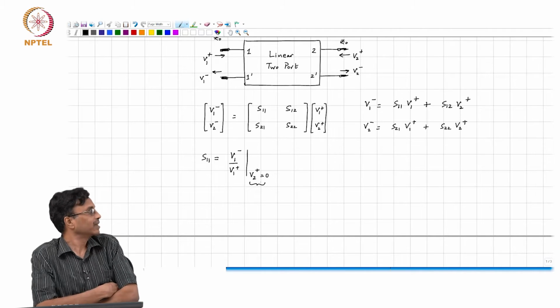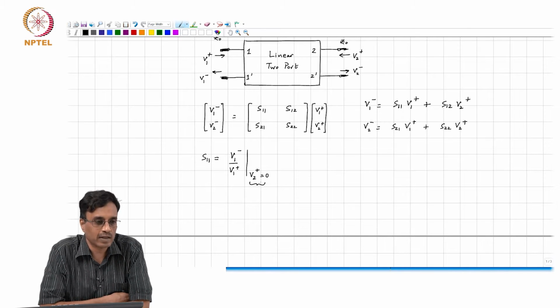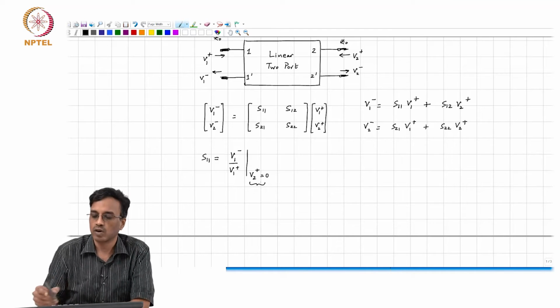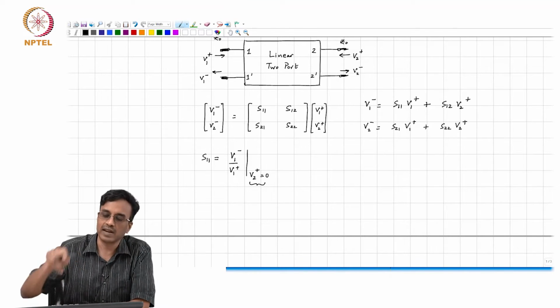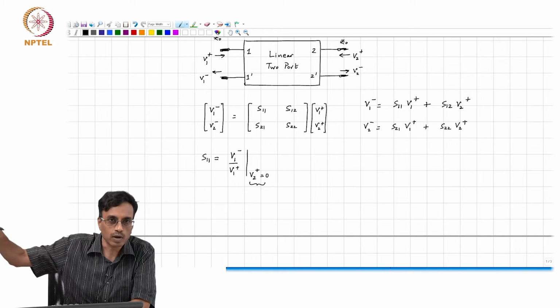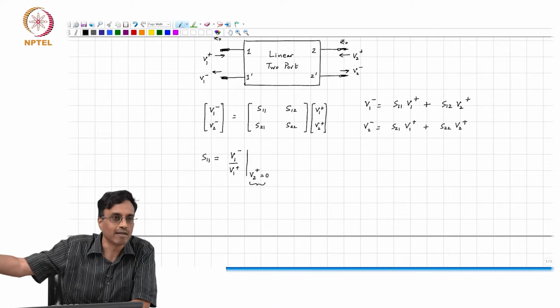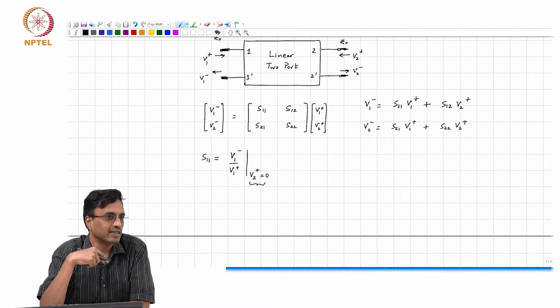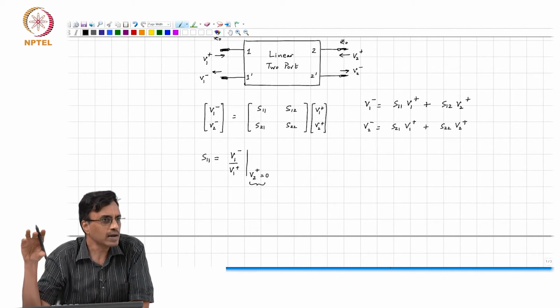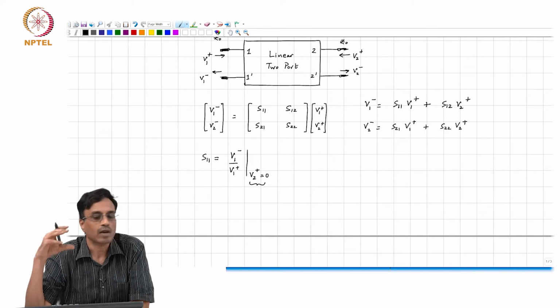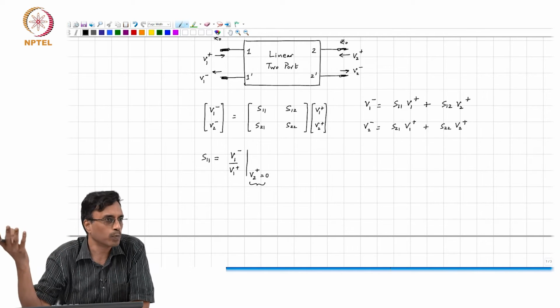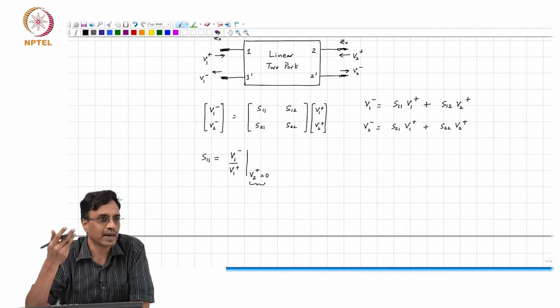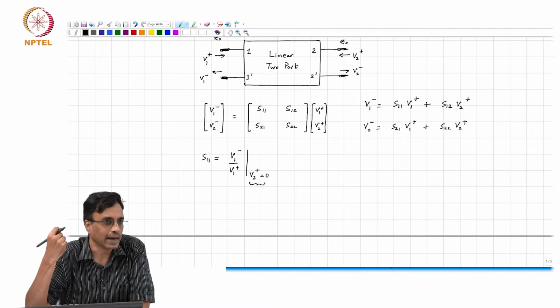Unlike in the admittance parameters where you terminate port 2 in a short, here you want to make sure that V2 minus is what this linear 2 port is pushing onto the output port. You want to make sure that V2 plus is 0, and that's only possible when you terminate the output port with a resistance equal to the characteristic impedance of the line.